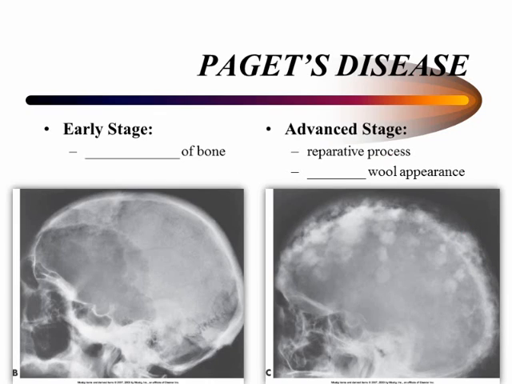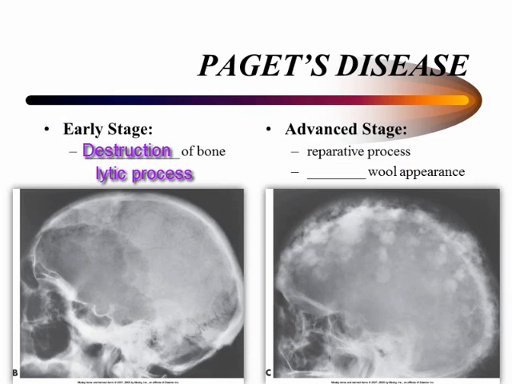Paget's disease is one of the most common chronic metabolic diseases of the skeleton. It involves a destructive process followed by a reparative process that results in weakened, deformed, and thickened bony structures that tend to fracture easily. The radiographic appearance in the early stage is the lytic process, or destruction of bone.